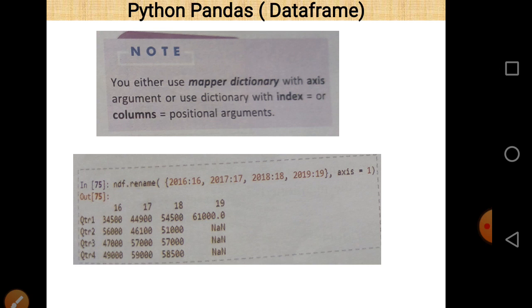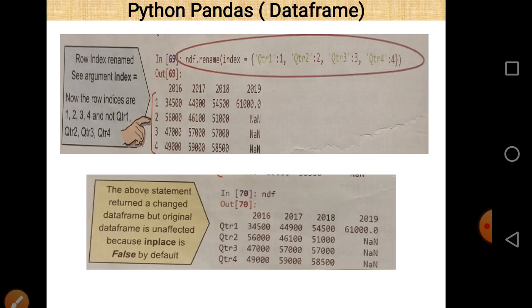So this is an example of column level implementation. For columns we can take axis is equal to 1. In this example, we want to change the years, and the column names for years are 2016, 2017, 2018 and 2019, as we can see in our original data frame. So this is our original data frame.